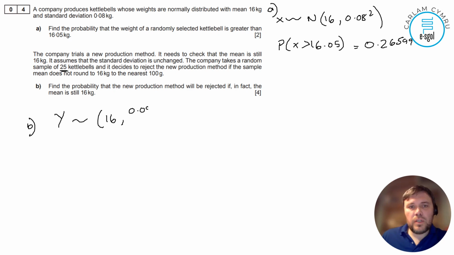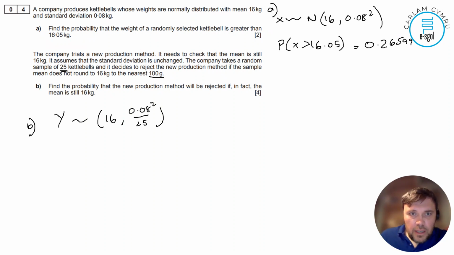It's now 0.08 over 25, and that bit squared because it's the variance. The 25 hasn't been squared because that's there, but when you put it into the formula, you're going to have to make sure. And the formula, well, you don't need to worry about that because that is just going to go into the calculator. But for the hypothesis, that's something you need to make sure you look at. So find the probability the new production method will be rejected if in fact the mean is still 16.